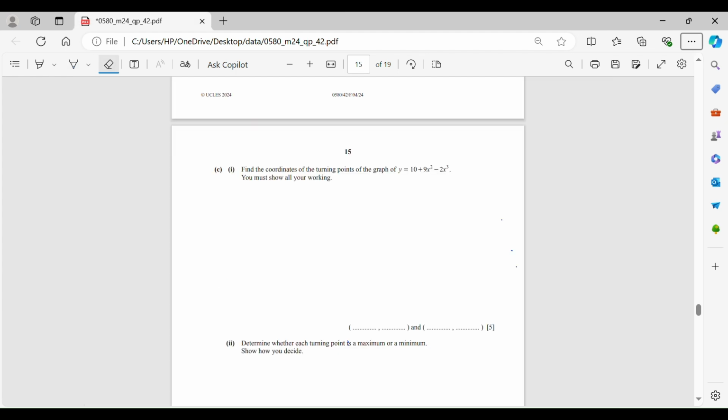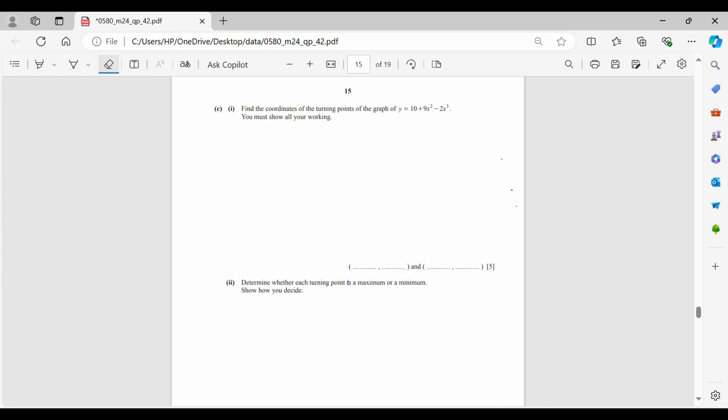Next, C part. Find the coordinate of a turning point of the graph y equal to this. You must show all your working. For this, we need to find the coordinate of a turning point. As we know, at a turning point, the equation of the gradient will be equal to 0. So at a turning point, dy by dx will be equal to 0.